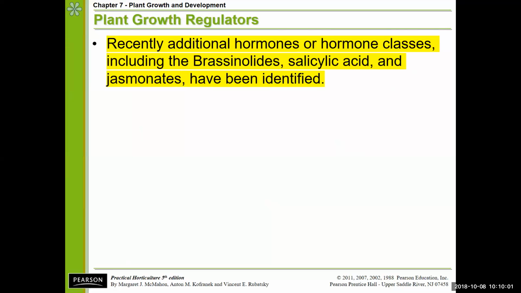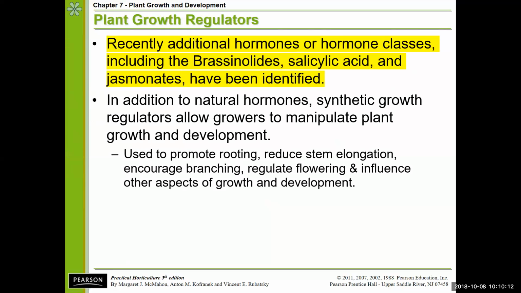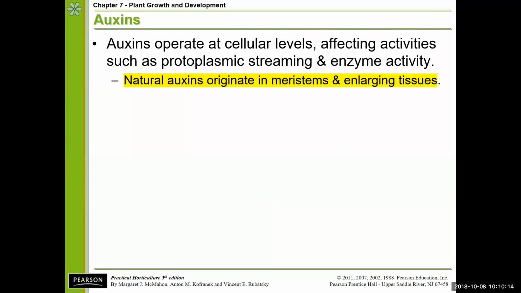Some of the more recent hormones that have been added include brassinolides, salicylic acid, and jasmonates. So let's talk a little bit more about each of these. First, auxins, and they operate at cellular levels.